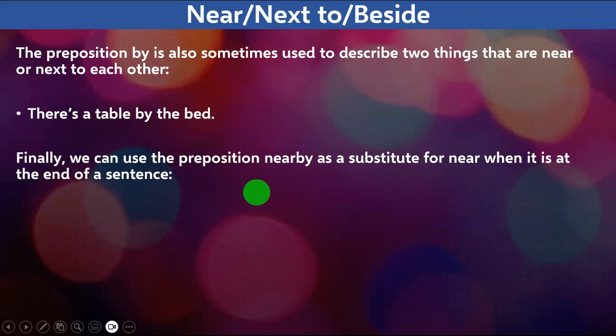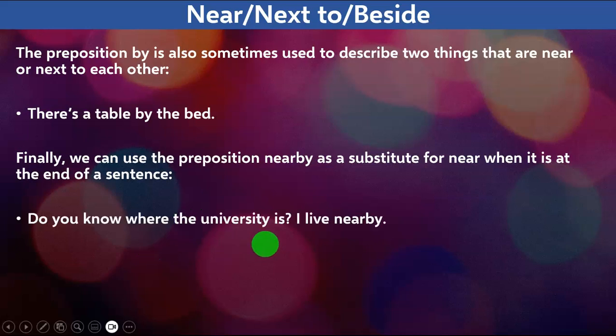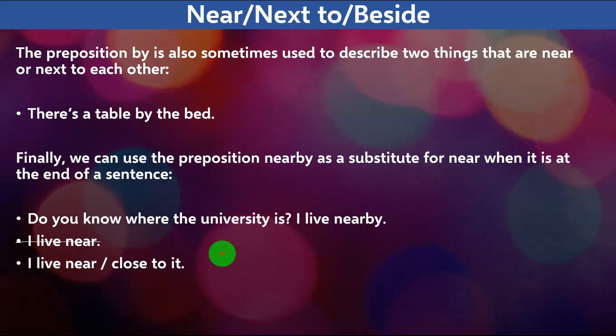Finally, we can use the preposition nearby as a substitute for near when it is at the end of a sentence. Please remember that, end of a sentence. Do you know where the university is? I live nearby, right? Nearby can be used at the end of a sentence. You can't say I live near, right? That's wrong. You have to say I live nearby. If you want to say near, then you have to complete the sentence. I live near to the university, right? Let's move on. I live near, close to it. As I said, near can't be at the end of a sentence.